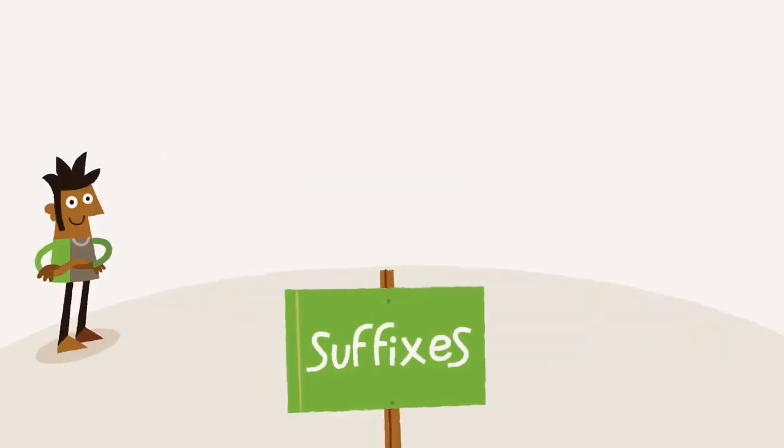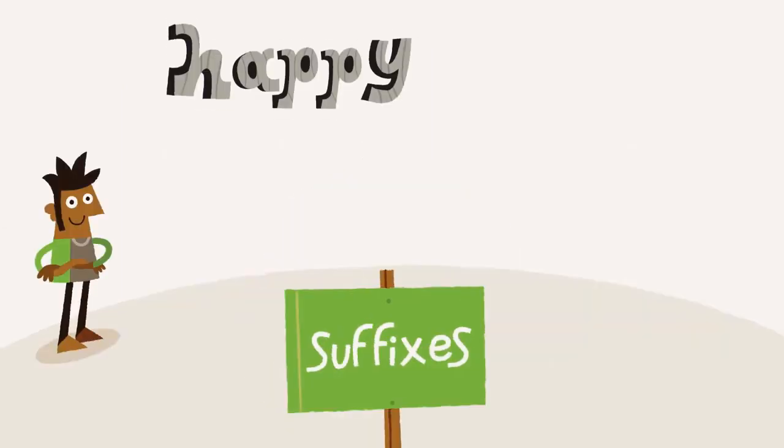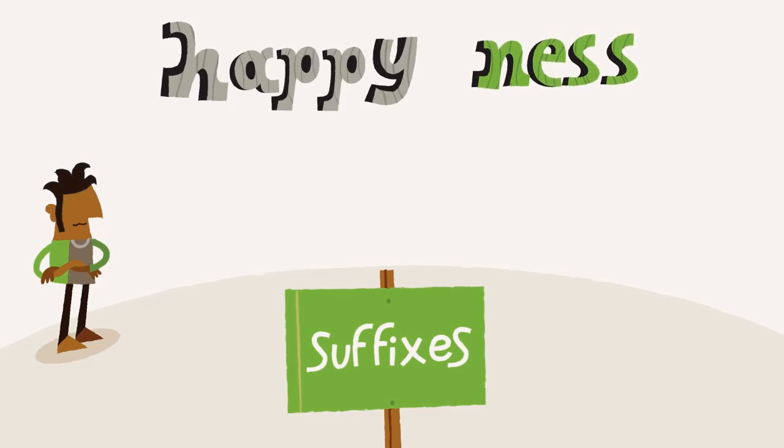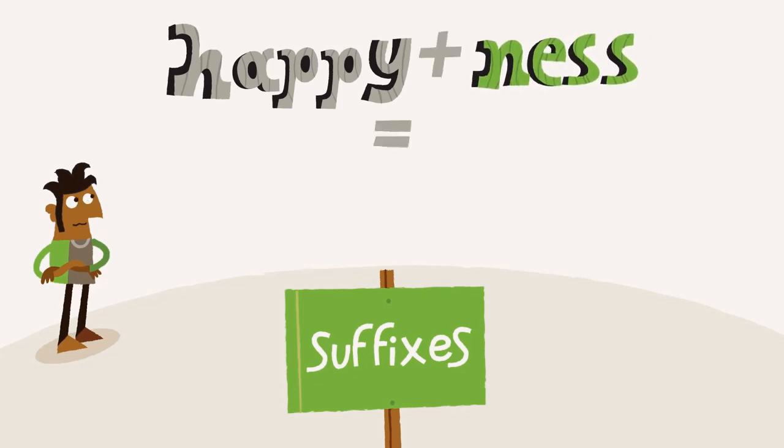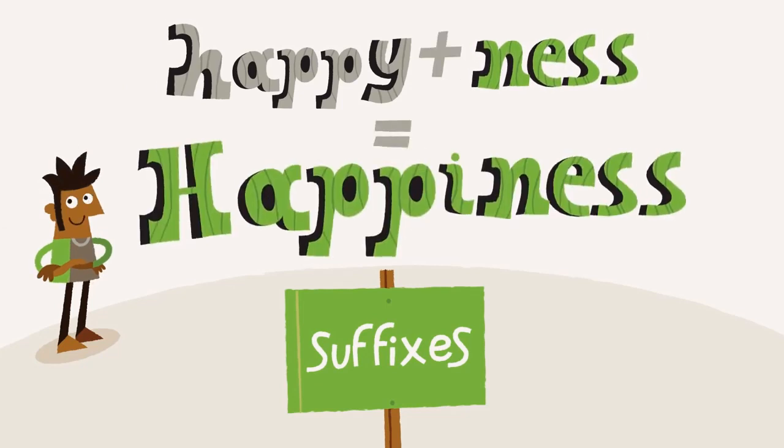Now let's look at some suffixes. Happy is an adjective. How can we make it into a noun? Simple. Just add the suffix ness. Happy plus ness equals happiness. Here are two more adjectives to express feelings. Sad and tired. To make the noun, you just add the same suffix. Have a look.